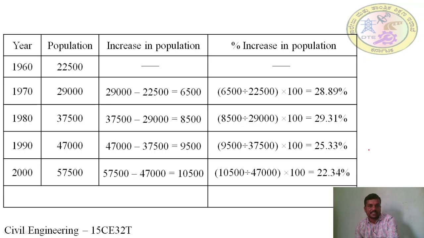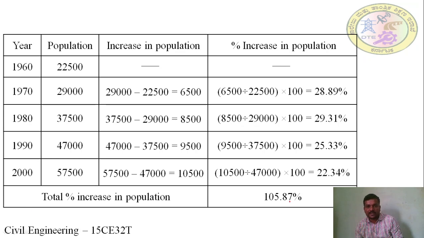The average percentage increase in population. So to calculate that, we first add up all these percentage increases in population, that is 28.89 plus 29.31 plus 25.33 plus 22.34%. So the total percentage increase in population is 105.87 for all the decades.